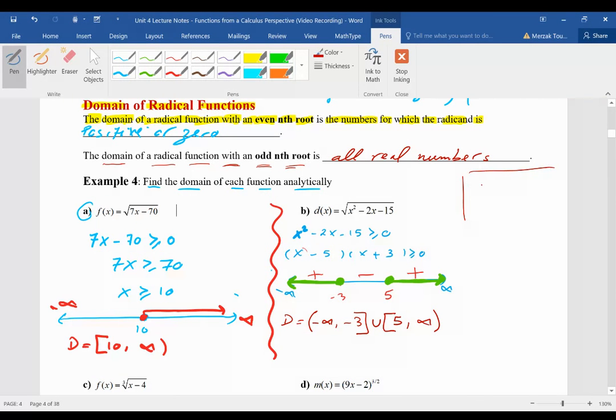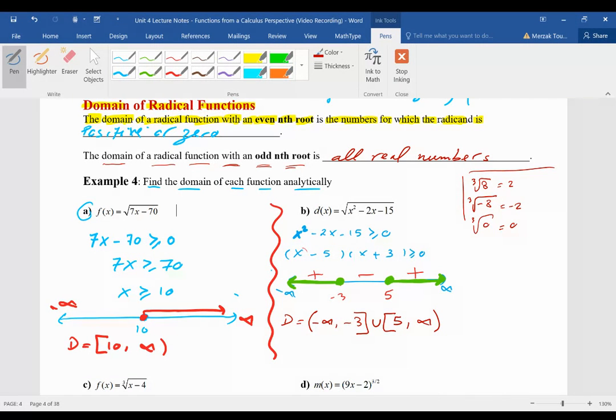If we take the cube root of 8, that's 2. If we take the cube root of -8, that's -2. It's not imaginary, it's real. We take the cube root of 0, that's 0. So the cube root of a positive is positive. The cube root of a negative is negative. The cube root of 0 is 0. Same for the fifth root, seventh root, ninth root, 11th root, and so on.